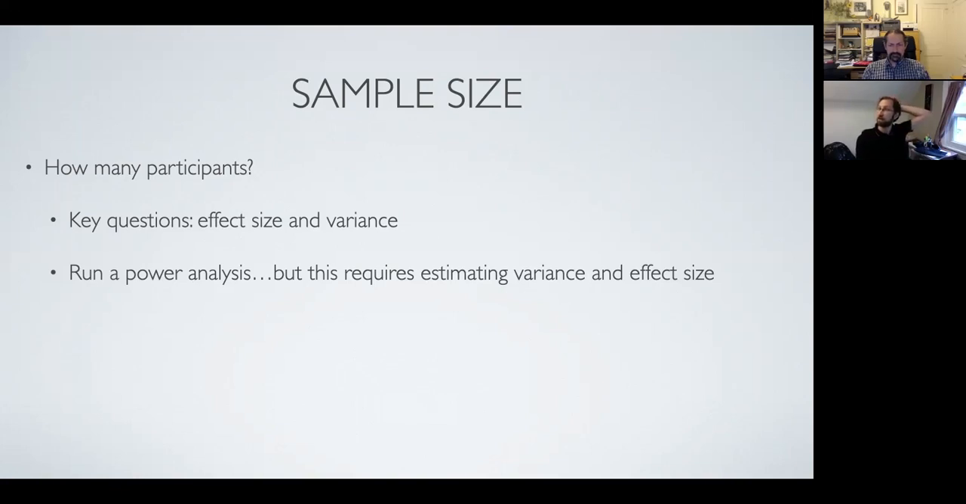So in a typical HCI or programming language kind of study, you're usually looking for large effect sizes. And so that's why you can do these studies with relatively small numbers of people, as long as you can keep your variance under control.